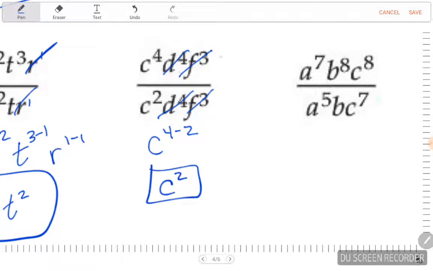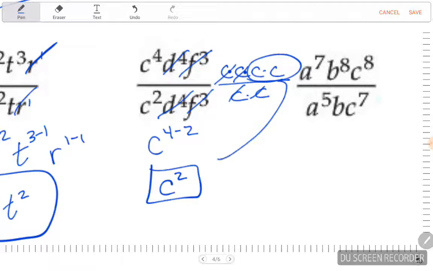Okay, remember again, just to kind of go back to where this comes from, that means I have 4 c's on the top, 2 on the bottom. So 2 of them cancel out, I'm left with those 2 on top, which gives me this c squared.